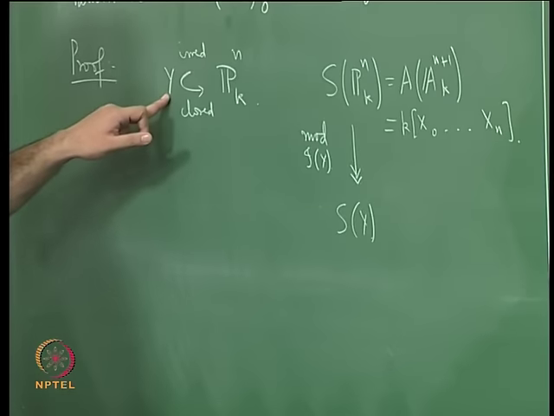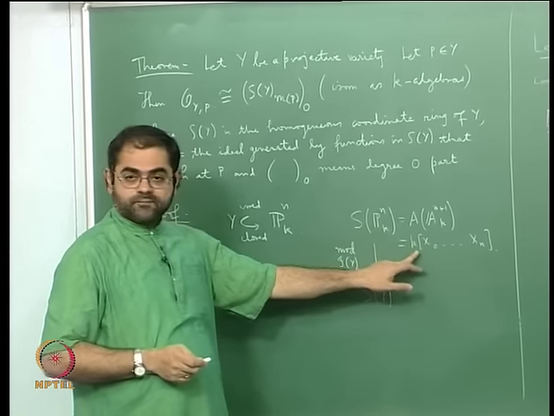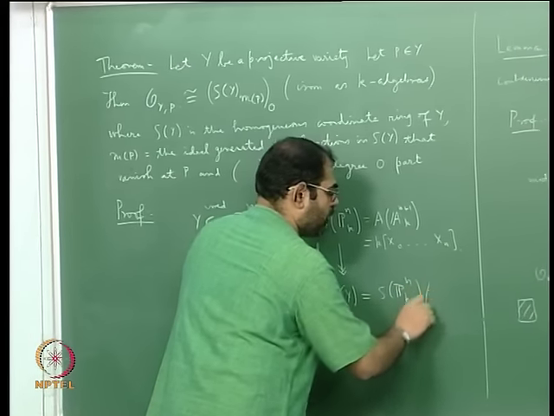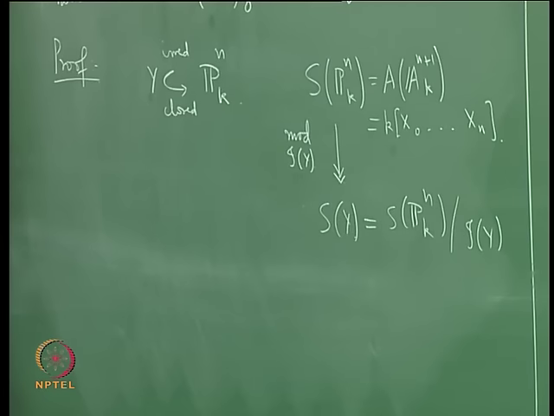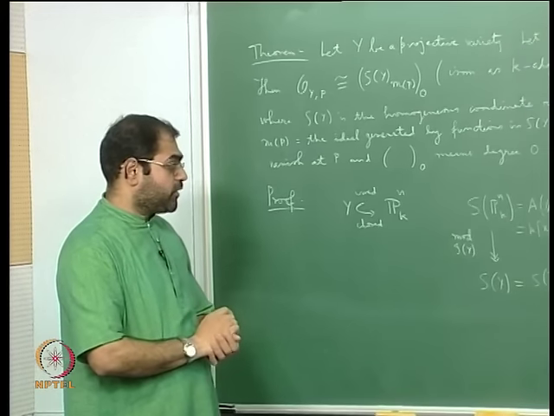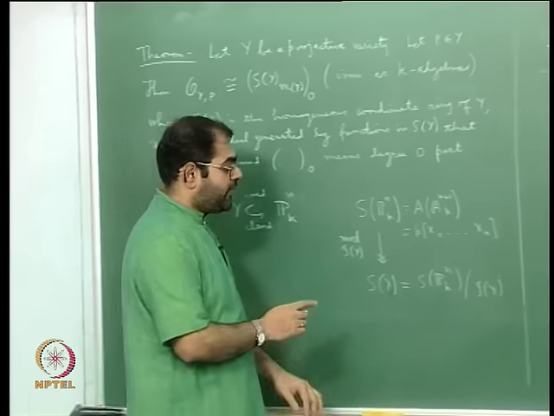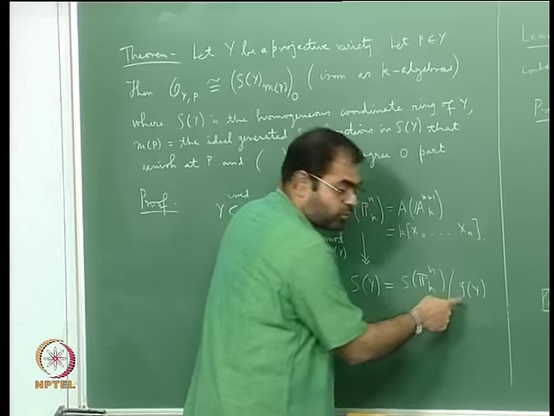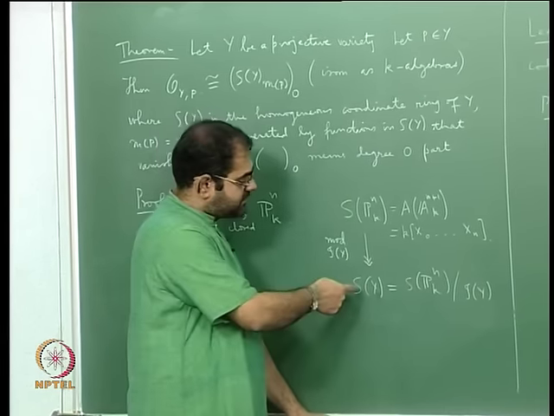Mind you, Y is a closed subset of projective space, so it is given by a homogeneous ideal. And the homogeneous ideal is going to live in this polynomial ring, which is the homogeneous coordinate ring of P^n. So S_Y is just S(P^n) mod I_Y. I_Y is the ideal generated by all those homogeneous polynomials which vanish on Y. It is a homogeneous ideal because it is generated by homogeneous elements, and therefore, because you are taking a graded ring and going modulo a homogeneous ideal, the quotient also becomes a graded ring. So S_Y is also a graded ring, and the grading is simply given by reading mod I_Y.